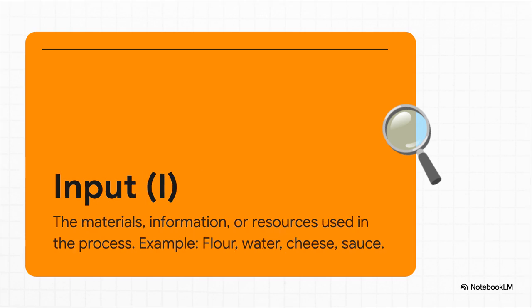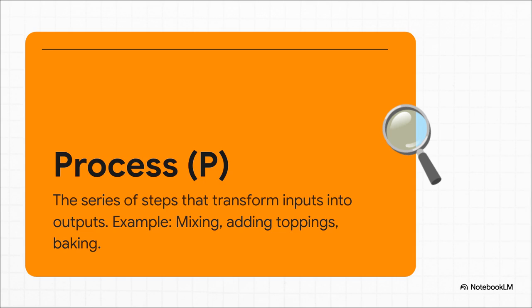And what do those suppliers give us? They provide the I for inputs. These are the actual things you're going to use: the flour, the water, the cheese, the sauce. It's all the raw materials that are about to be transformed. Next comes P for process, and this is the heart of our map. This is where the magic happens. It's the series of actions that turn all those inputs into something new. For our pizza, this is the fun part: mixing the dough, slathering on the sauce, adding the toppings, and baking it in that hot oven.